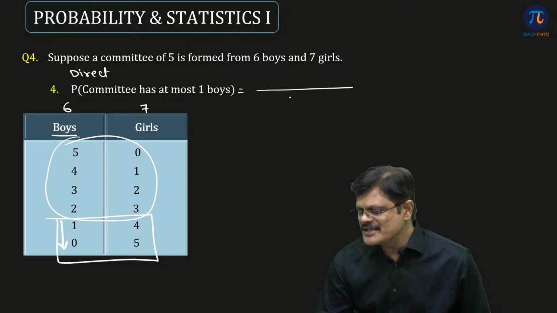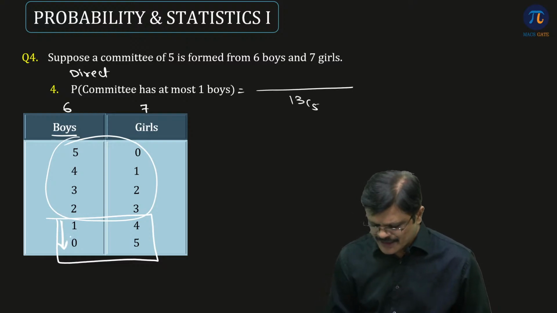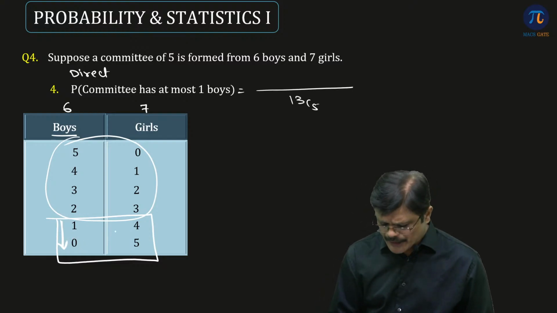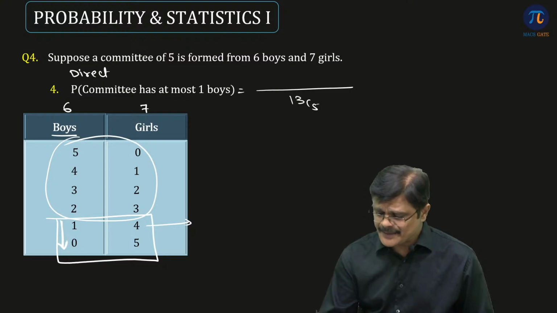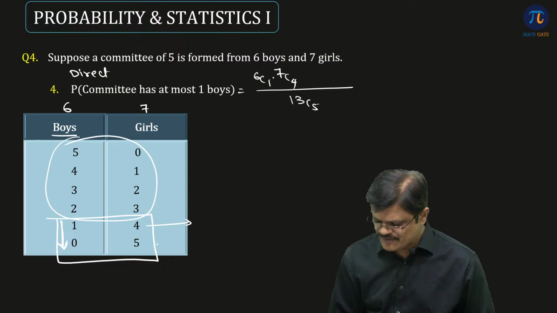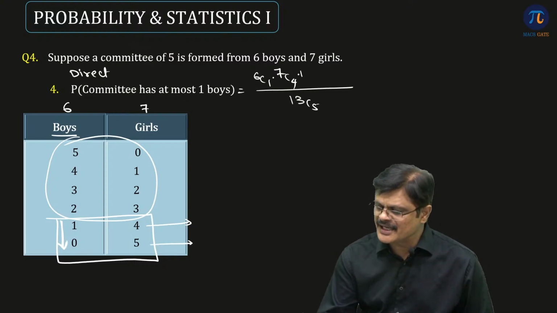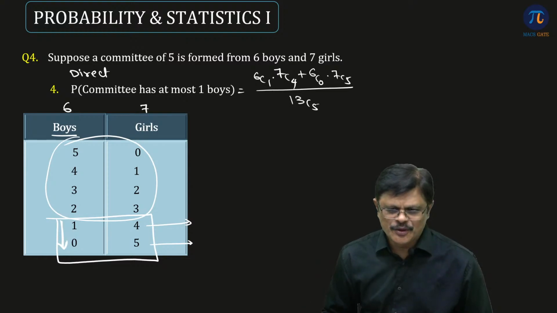So denominator is 13C5 and numerator is, at most 1 boy means these 2 cases. That is the first case. For the first case, how many possibilities are there? 6C1 into 7C4 possibilities. For the second case, how many possibilities are there? 6C0 into 7C5 possibilities. Hope you understand. Is the idea clear?